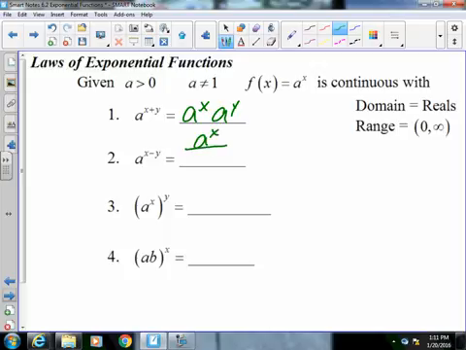A to the x over a to the y. This one, power to a power, we can multiply those. And when we have a product to a power, each base gets that power.